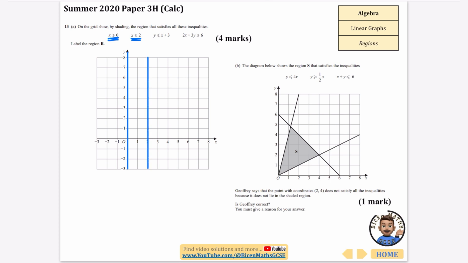This one's going to be super easy. This is just that y is less than or equal to x plus 3. So I know it's going to go through the 3, and it's just going to have a gradient of 1, which means it is going to look something like this.